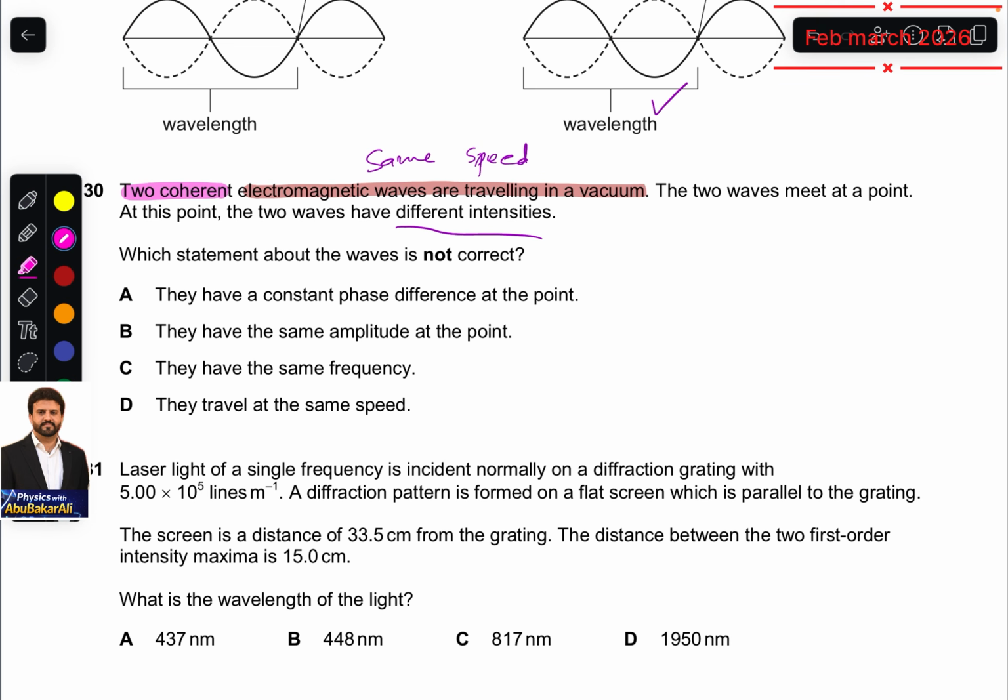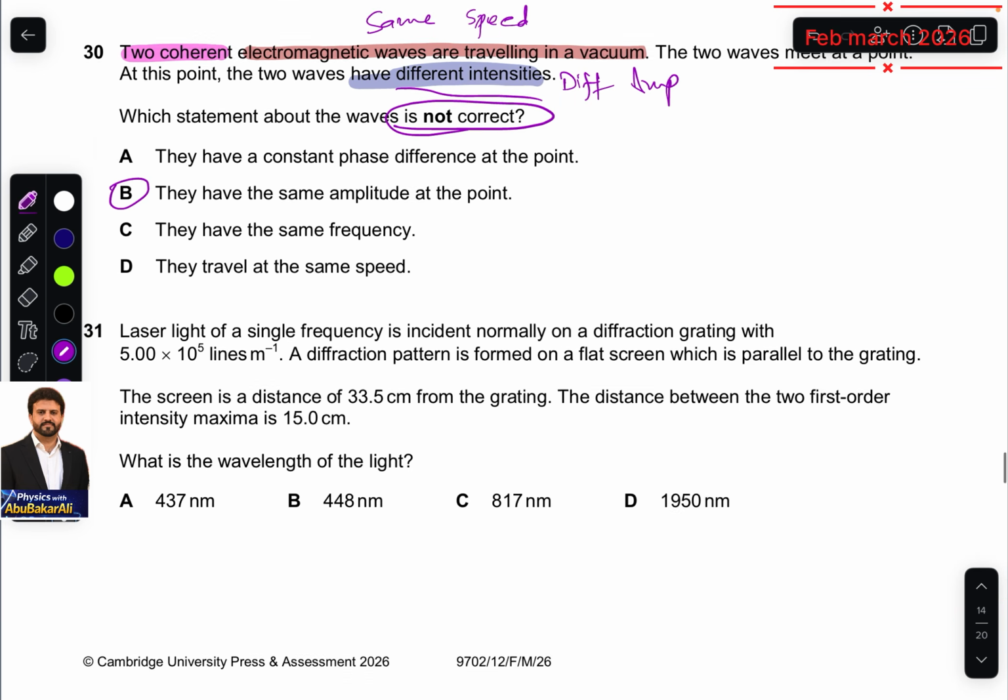Coherent means they will have a constant phase difference, but they have different intensities, so they will have different amplitudes. So it is very easy to choose this option. Which statement of the wave is not correct? You have to choose not correct. So B is not correct, because they have different amplitudes.